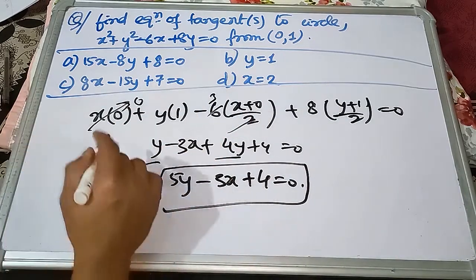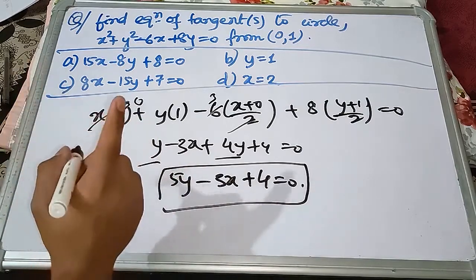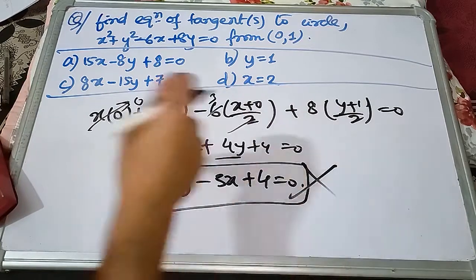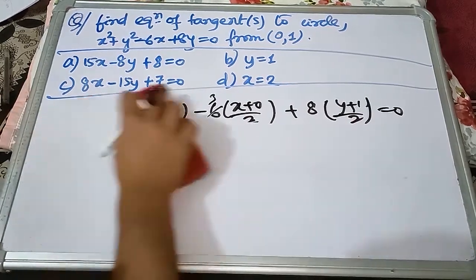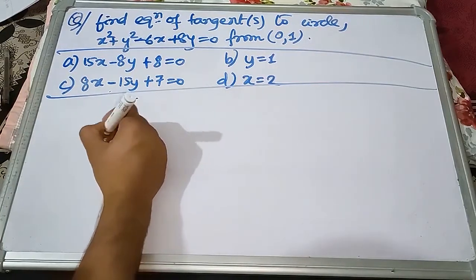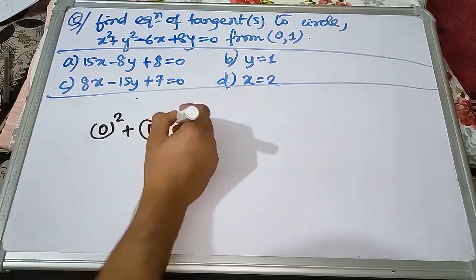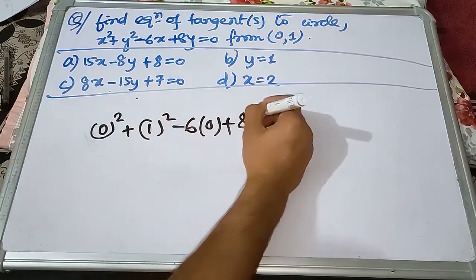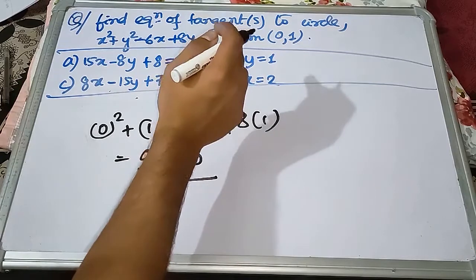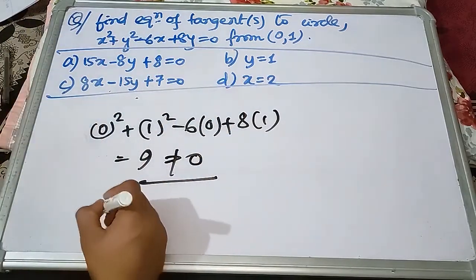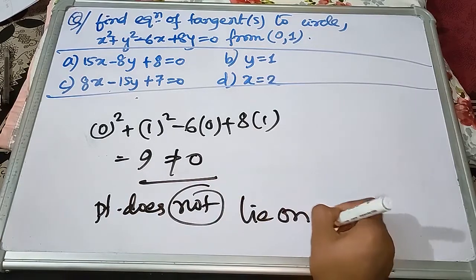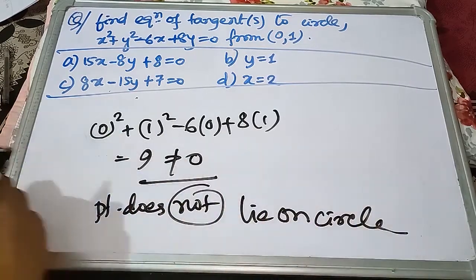Why was this wrong? Why did the transformation not work? Because (0, 1) does not lie on the circle. Now how can we check that? We need to check whether (0, 1) lies on the circle. This is the work you should do at first. Put (0, 1): 1 whole square minus 6 into 0 plus 8 into 1. So this is actually 9, which is not equal to 0. Therefore this point does not satisfy the circle, so the point does not lie on the circle. Then you cannot apply that transformation.